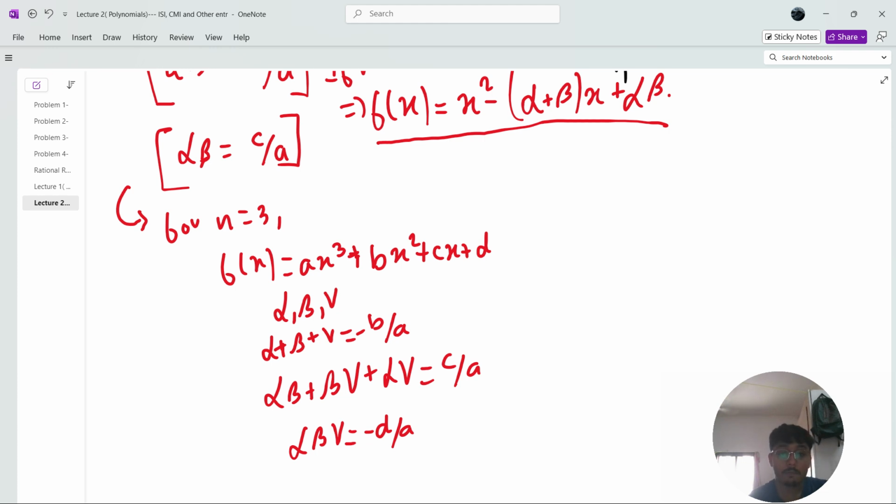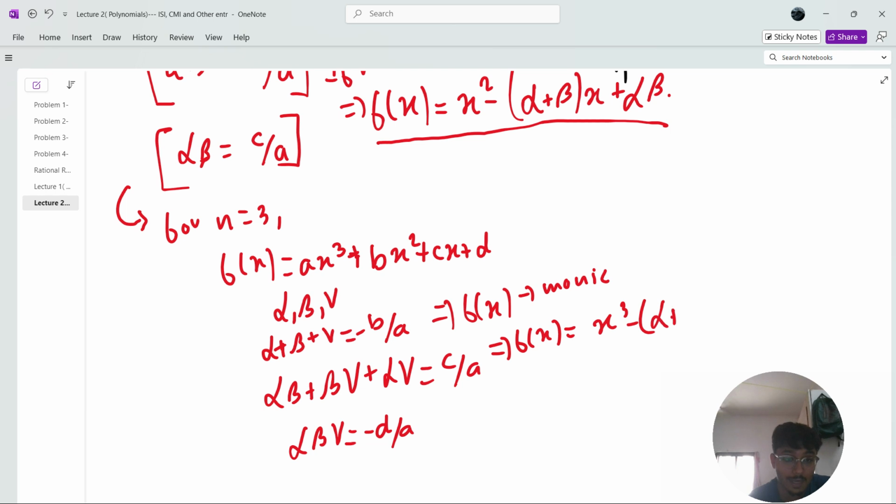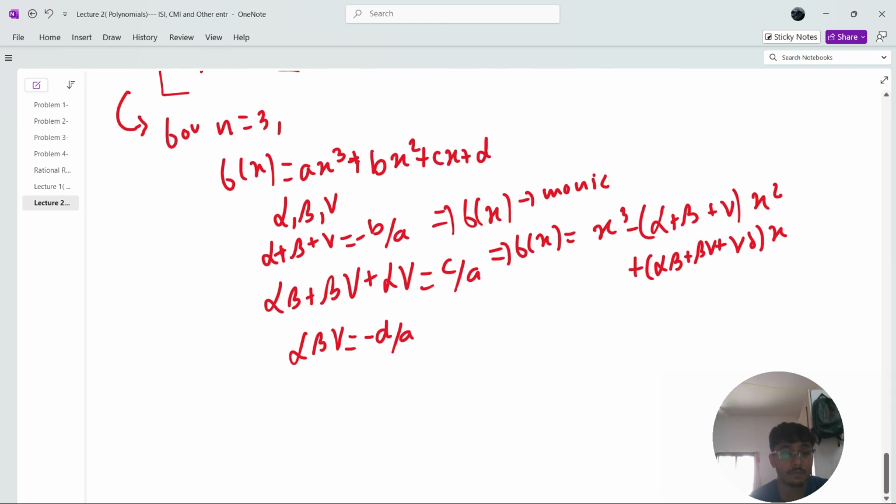Now, if my f of x is monic, that is a equals 1, I can write my f of x to be x cube minus of alpha plus beta plus gamma of x square plus alpha beta plus beta gamma plus gamma alpha of x, plus, or probably this should be minus, sorry, my mistake, minus alpha beta gamma.